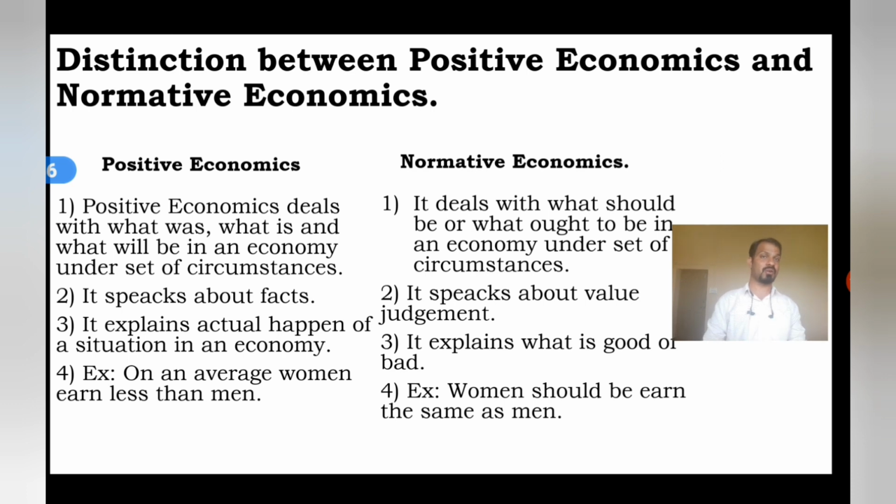But in normative economics, we cannot find the actual happening of a situation; here we can say that it explains what is good and what is bad. So in the future, what will be good and what will be bad, we can understand in normative economics. But we cannot say surely that in the future we will get a good or bad result. That kind of economics is normative economics.